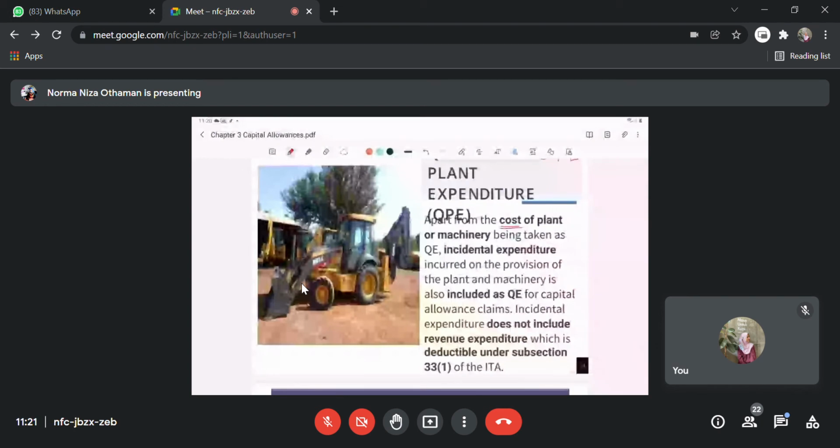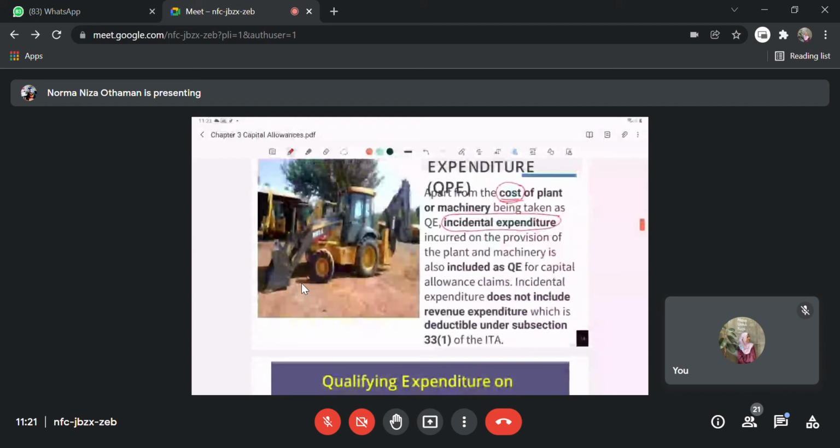Okay, so the cost of plant or machinery is being taken as QE, and then kita ada juga incidental cost or incidental expenditure. So apa contoh incidental expenditure and so on itu saya akan explain dekat slide yang seterusnya. Cuma you have to know not only the cost is qualified, the incidental cost also qualifies. Okay, bila you nak acquire the asset, you ada cost-cost lain lah. So the incidental cost for acquisition is also qualified, right?